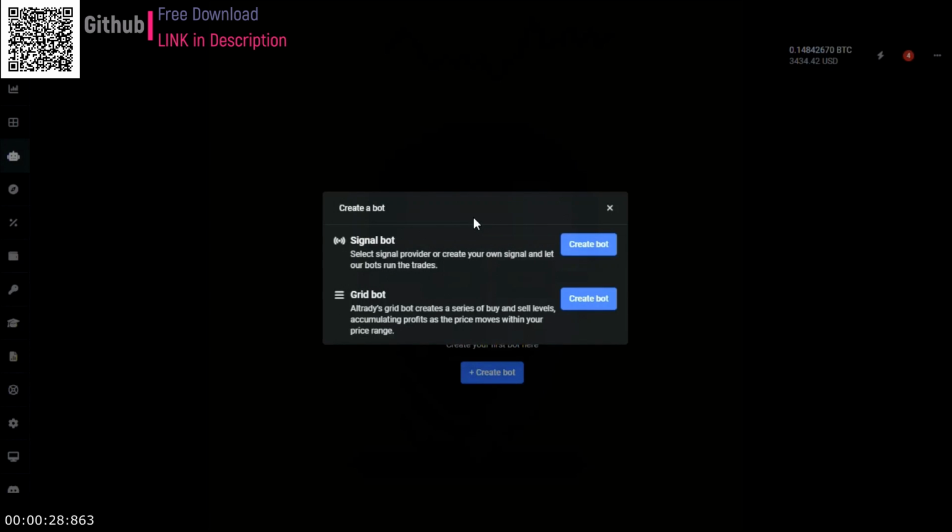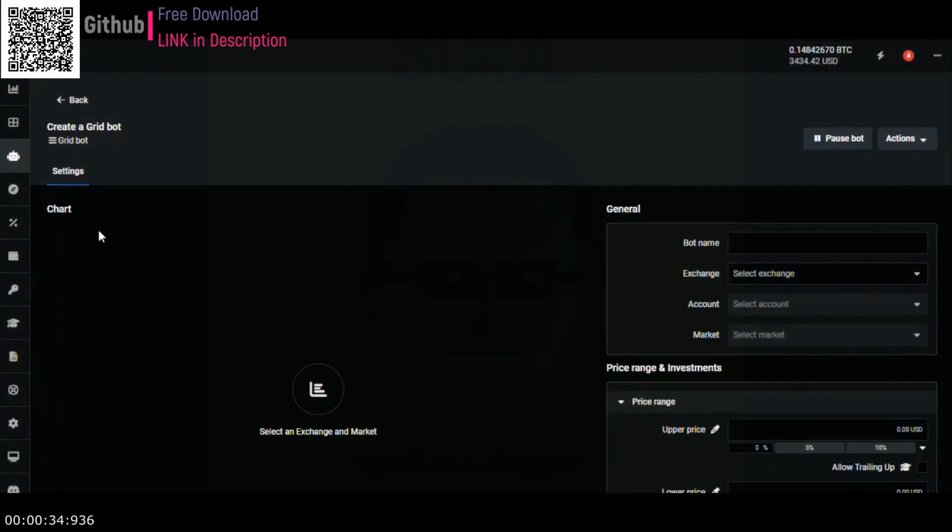It is a signal bot or a grid bot. So today in this video I'm going to do the grid bot. Let's create a grid bot. So this is the first interface that you would see, right?